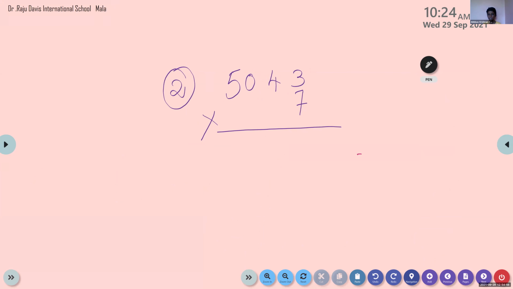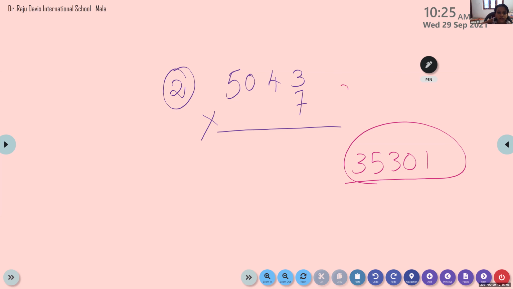35,301. We will check now whether your answer is correct or wrong. Okay. Adiga, tell me what is 7 times 3? 21. So, from this 21, we will write here 1. 2 is carryover. 7 4s are? 28. 2? 30. Okay. 3 is carryover. 7 into 0? 0. 0 plus 3? 3. Okay. 5 into 7?